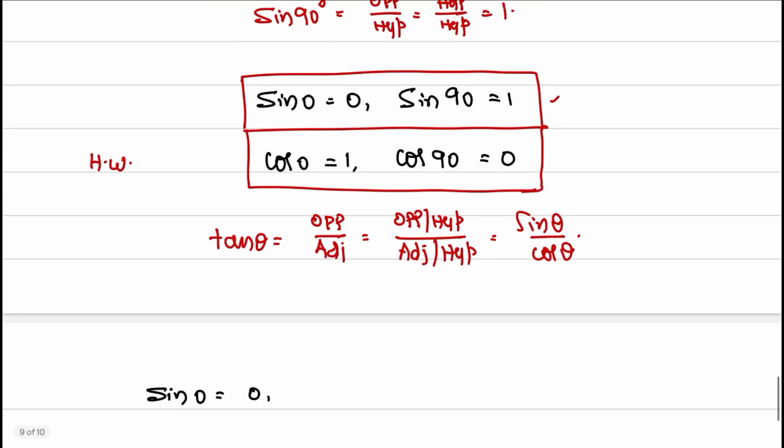In this case, 0 angle is called 0 radians. When you convert it into radians, 90 degrees is equal to pi by 2. 180 degrees is equal to pi radians. 360 degrees, the full circle, is equal to 2 pi radians. Please remember this. Because for a full circle the circumference is 2 pi r, and 2 pi r by r is 2 pi radians.